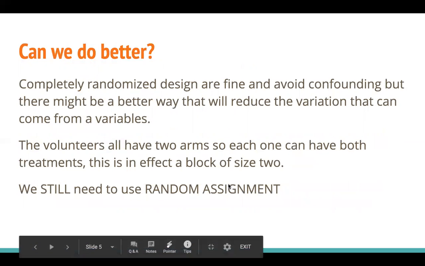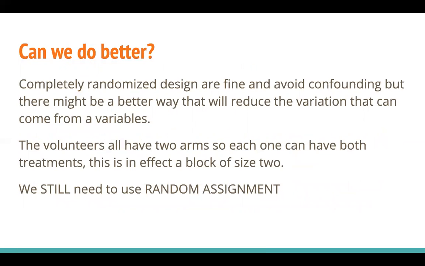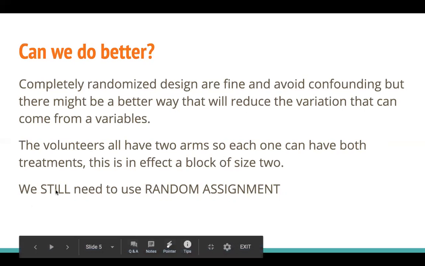All right, and the question now becomes, can we do it better? Completely randomized designs are fine, and they avoid confounding. But there might be a better way that will reduce the variation that can come from other variables. So if I think about this design, they each put mosquito repellent on an arm, and the volunteers all have 2 arms, so each one can have both treatments. And this, in effect, is a block of size 2. One important thing to know is during this sort of design, we still need to use random assignment.